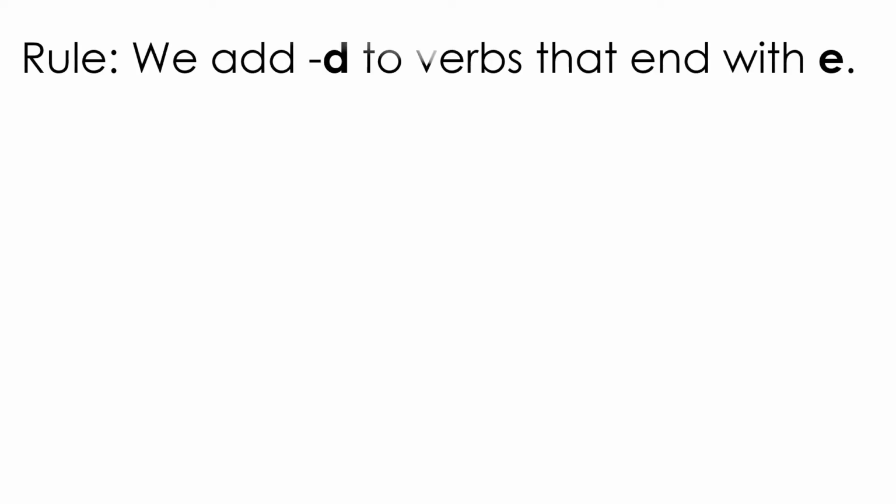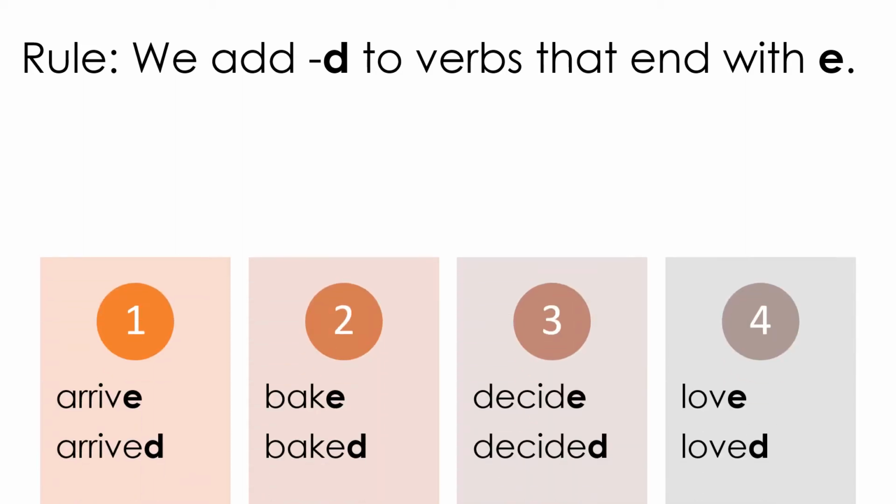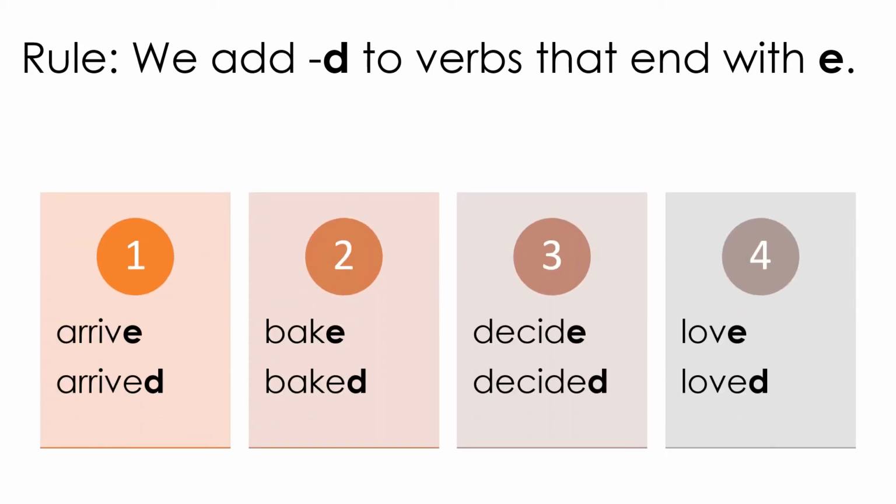Second rule, we add d to verbs that end with e. If the verb ends with e, we only add d to form its past tense. Examples: the verb arrive ends with letter e. To form its past tense, you only add d to make it arrived.